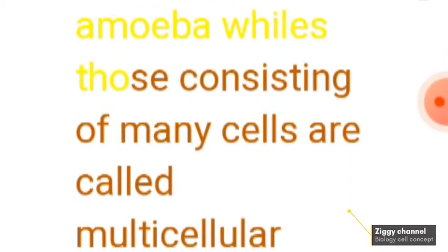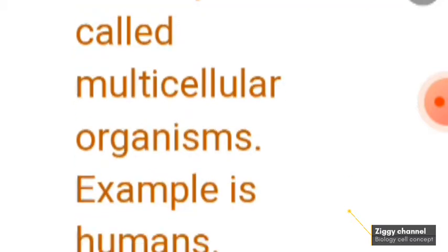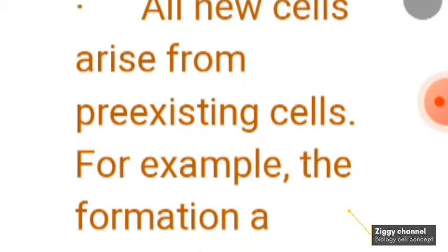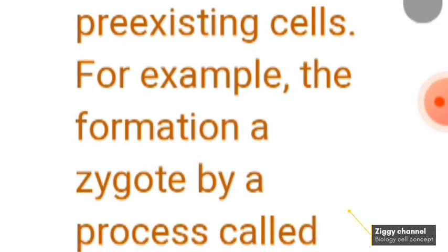An example is amoeba, whilst those consisting of many cells are called multicellular organisms. An example is humans. All new cells arise from pre-existing cells, for example, the formation of egg by a process called cell division.